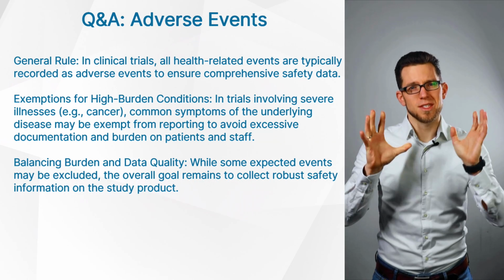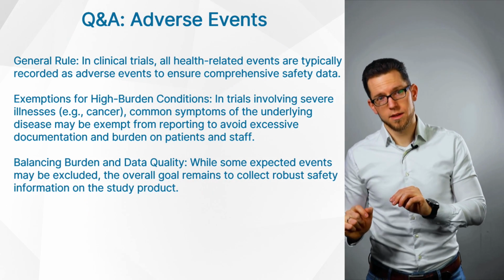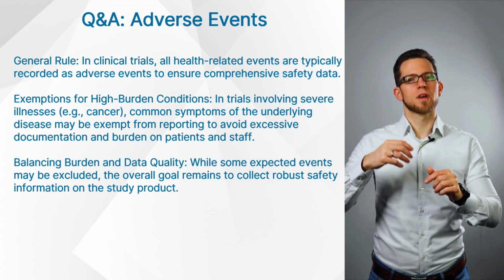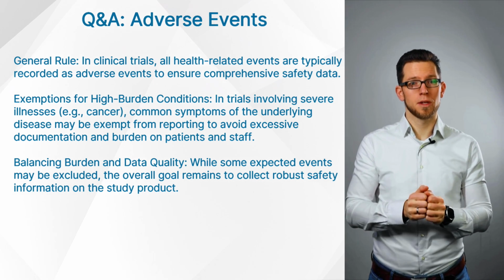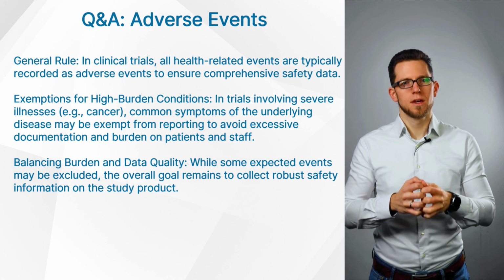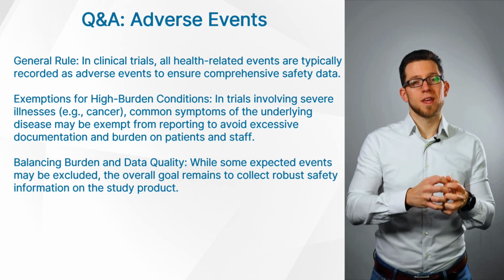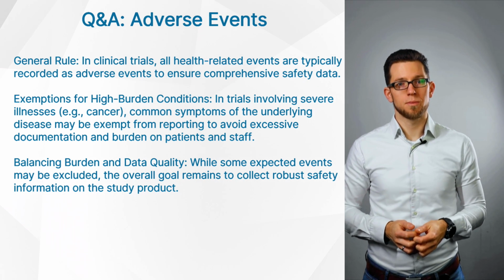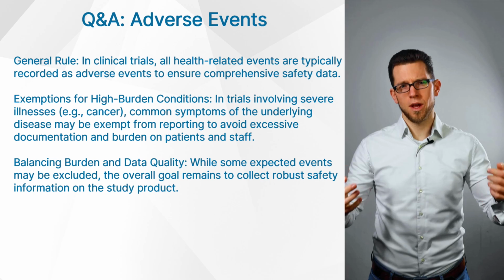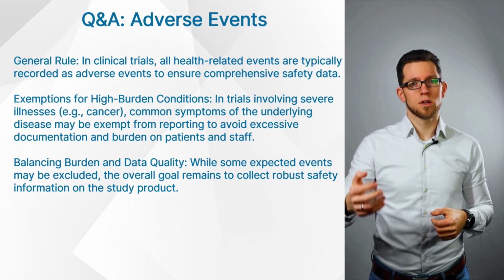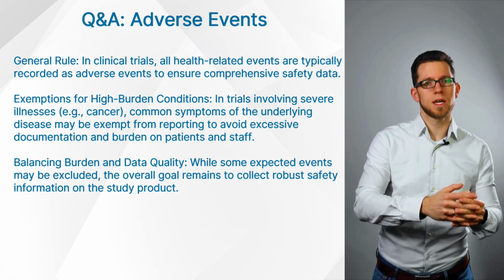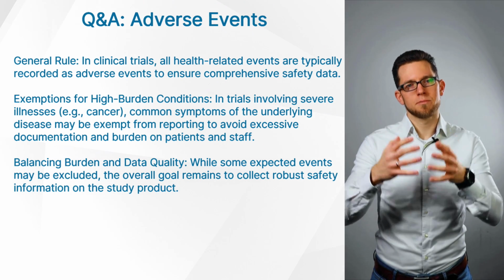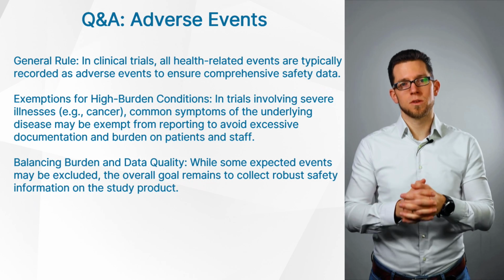Now, there are some exemptions to this rule again, and this is when you have an underlying disease that comes with a high burden on patient health. For example, in oncological studies, often signs and symptoms of the underlying disease, which means the cancer, are not reported as adverse events because you would report a very, very high number of these events, creating a lot of burden on the patient, on the investigator, and on the team that controls the data quality. And they are expected, unfortunately, due to the condition in which the patients are.